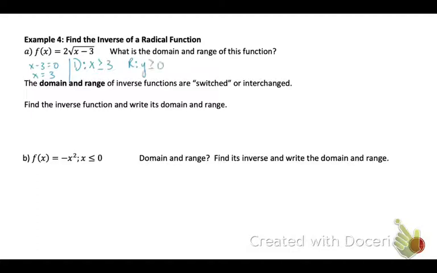Now the range is just going to be where it usually would for a square root function, all the y values that are greater than or equal to 0. So remember that the domain and range of inverse functions are switched or interchanged. So now let's find the inverse of this square root function. Write it in equation form, interchange your x's and y's, and then solve. So divide by 2, and then square both sides. So we'll get y minus 3 equals x squared over 4 because we need to square both the numerator and the denominator. Now let's simply add 3 to both sides.